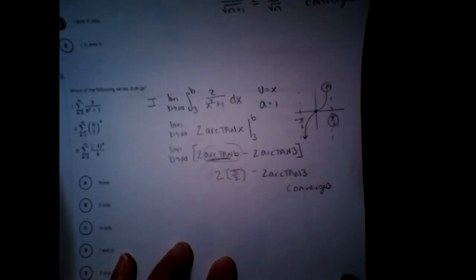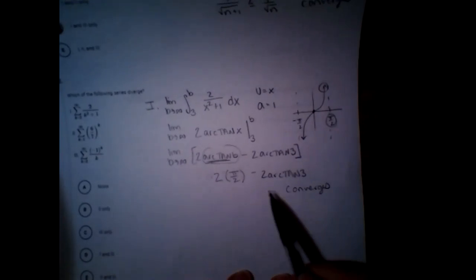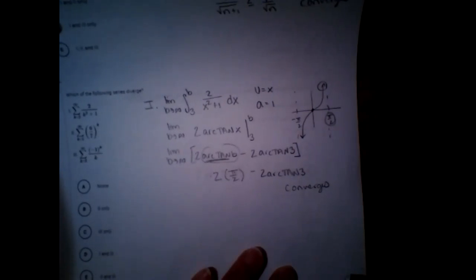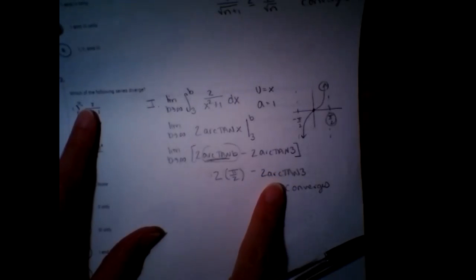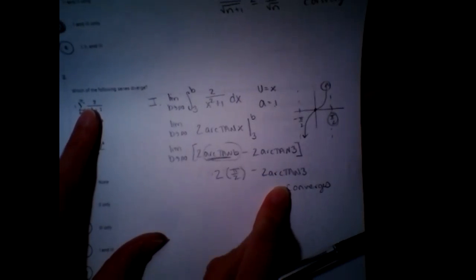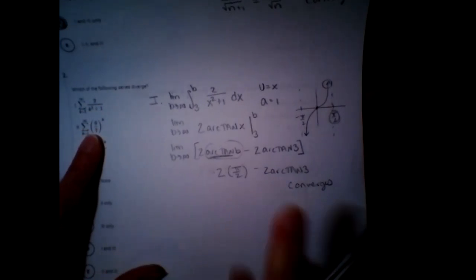So since we got just a value. Now, if it had gone to infinity, then it would diverge, and so the series would also diverge. Whatever one does, the other also does. That's what your integral test does. All right, so that first one converges.